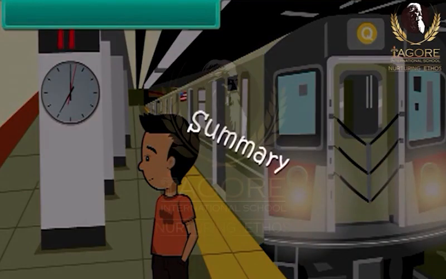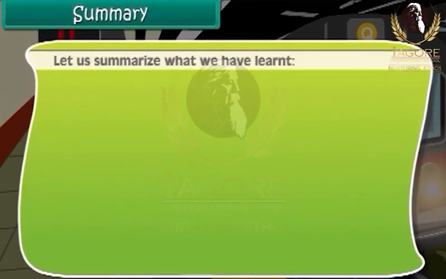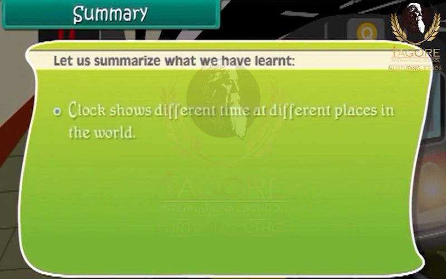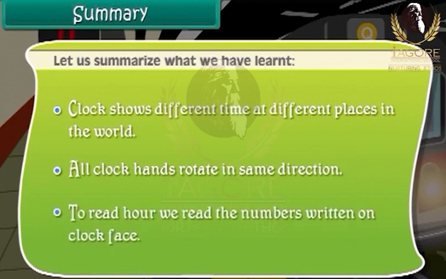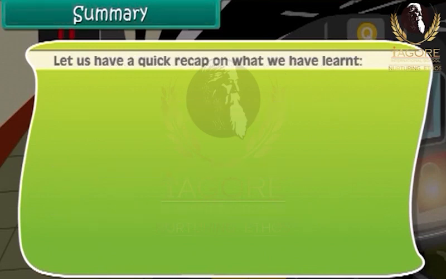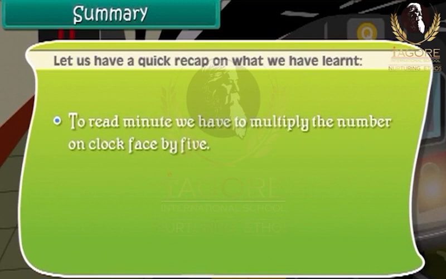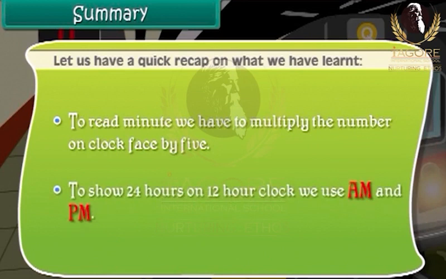Summary. Let us summarize what we have learned. A clock shows different time at different places in the world. All clock hands rotate in the same direction. To read the hour, we read the numbers written on the clock face. To read minutes, we have to multiply the number on the clock face by 5. To show 24 hours on a 12-hour clock, we use AM and PM.